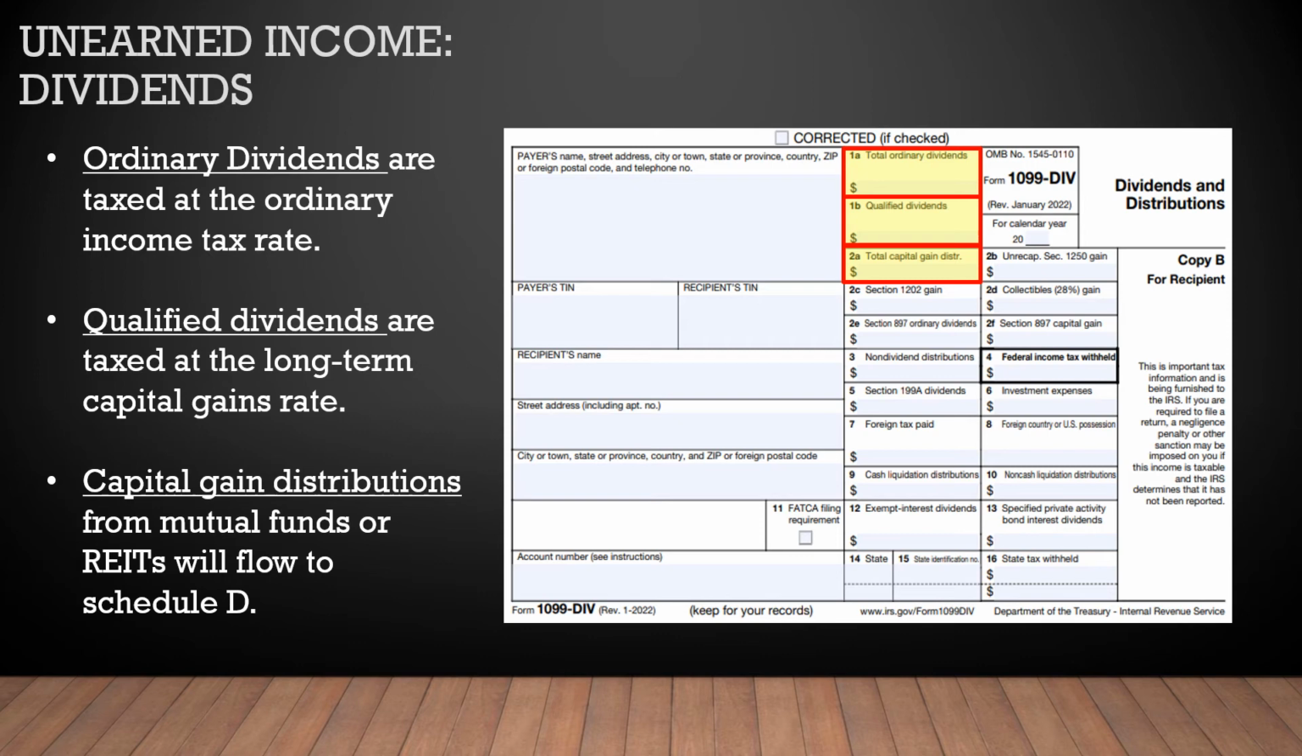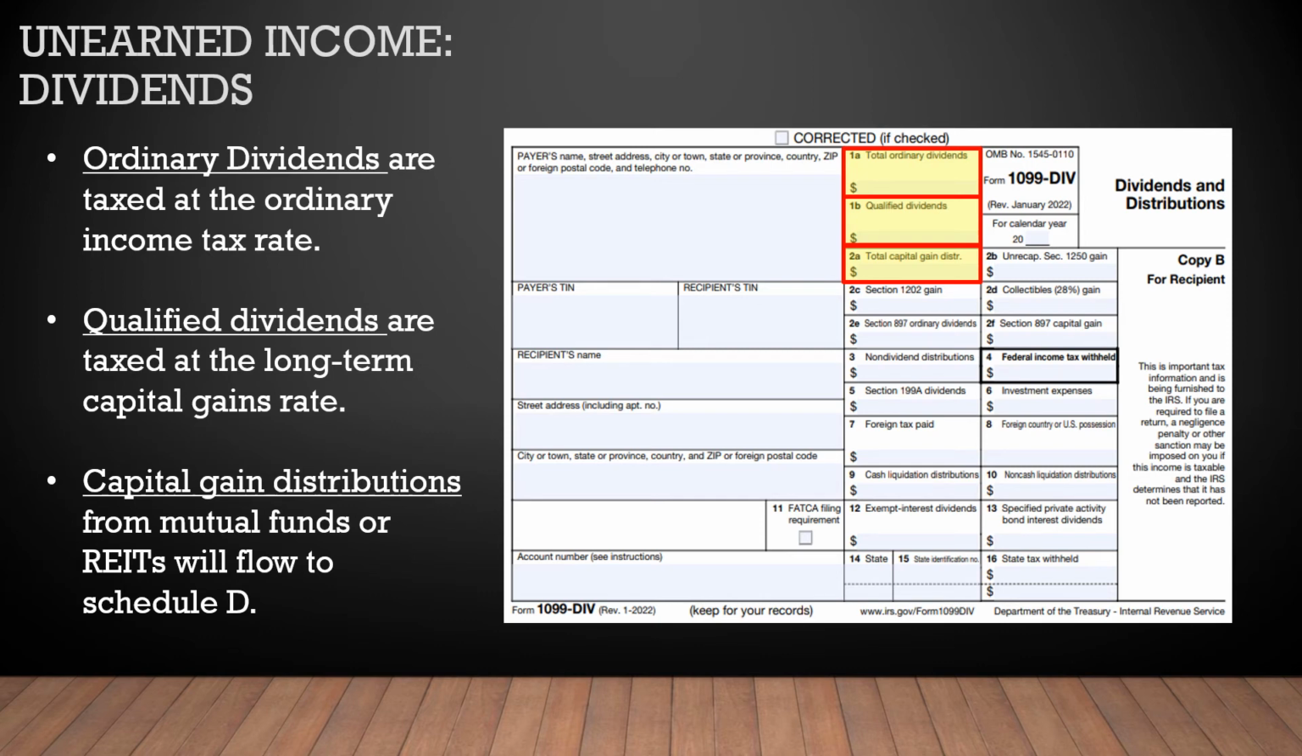And ordinary dividends show up on Form 1099-DIV in box 1a, and these are taxed at the ordinary income tax rate, unless under special circumstances they might be considered qualified dividends, and those can be taxed at a different rate, the long-term capital gains rate, which is usually less than somebody's ordinary tax rate.